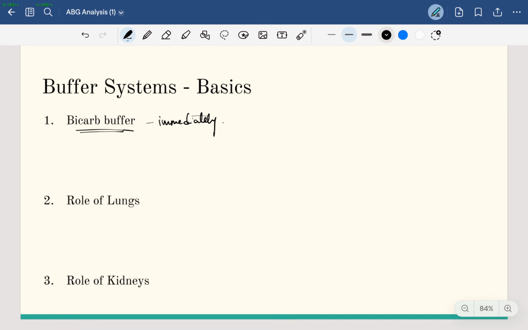So, coming back here, of course, we've discussed bicarb buffer, and we've also discussed how lungs can either through hypo or hyperventilation contribute to the CO2 balance of body.